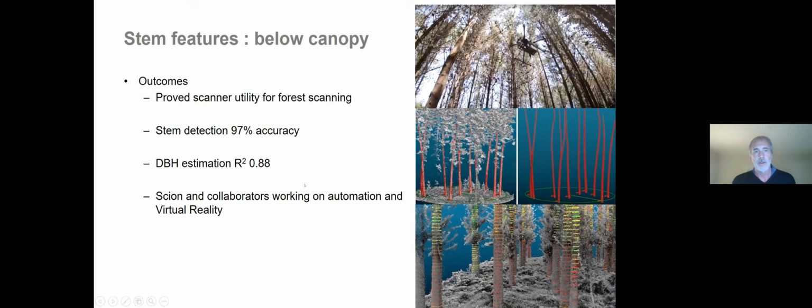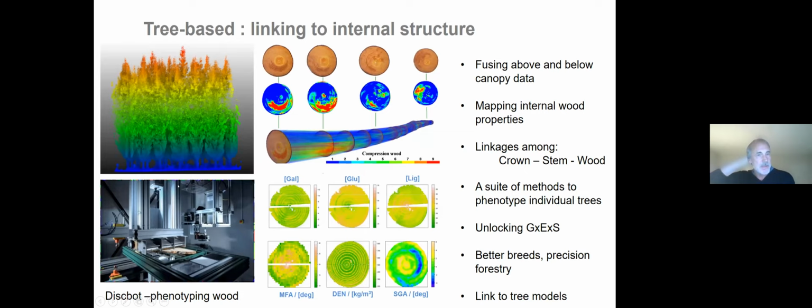And then a final word on tree-based work is we're also looking at the link to internal tree structure. So at Scion, we have a really interesting piece of technology they call DiskBot. You can cut disks from trees at one or more heights, put them through an automated robotic system that collects six different variables. They're illustrated in the center or bottom image there. There's NIR, which they have models to predict galactan, glucan, and lignin content, which are important chemical constituents of wood. And then it also measures microfibril angle, basic density, and spiral grain angle. So this is a really interesting piece of technology to characterize the internal structure of trees. And as I put it, phenotyping wood.